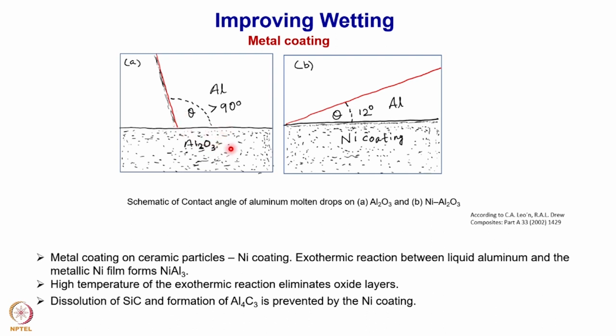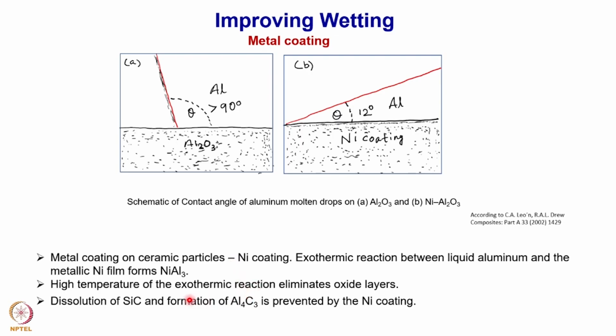If you have a look, this is the contact angle of a droplet of aluminum on aluminum oxide, and when you have the presence of nickel, that means this is a nickel coated aluminum oxide surface, you can see how drastically the contact angle reduces from more than 90 to less than 15 degrees. So that is how the surface of the ceramic particles can be modified with the help of a metallic coating which will reduce the contact angle.